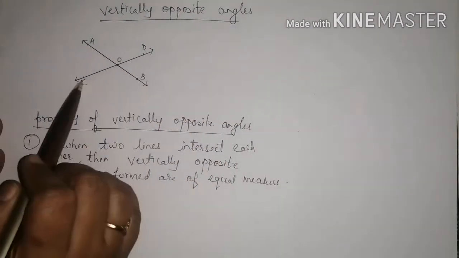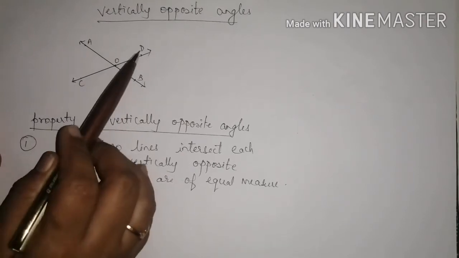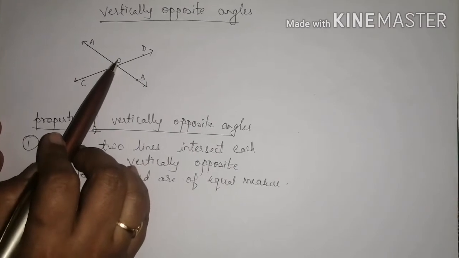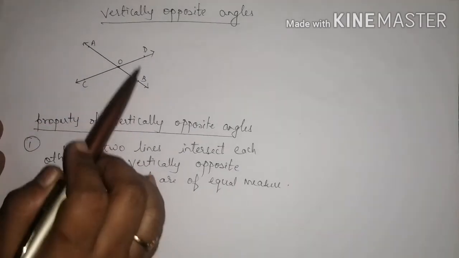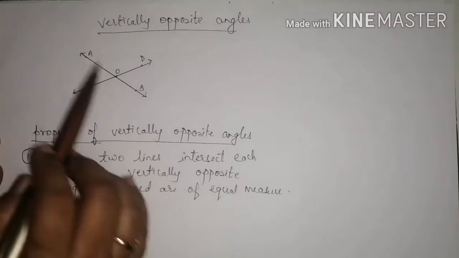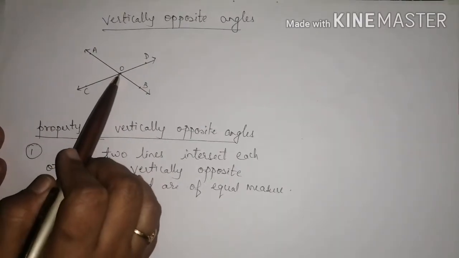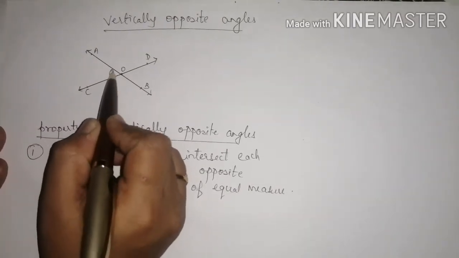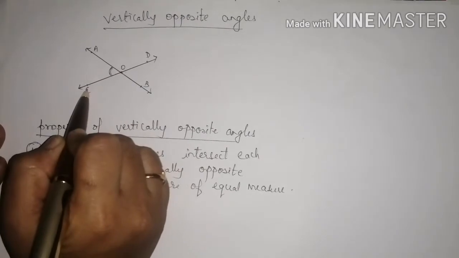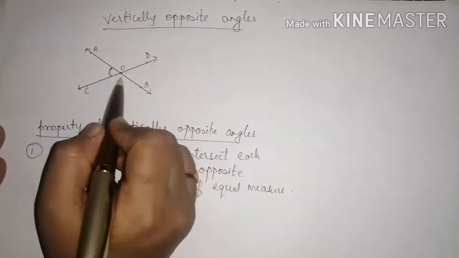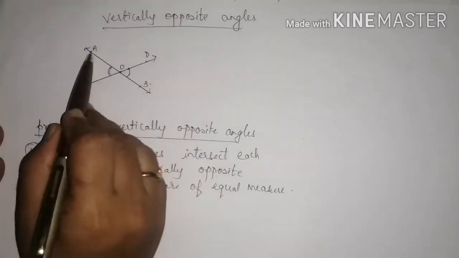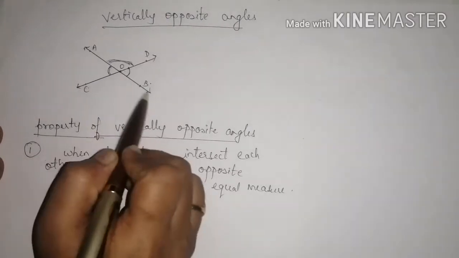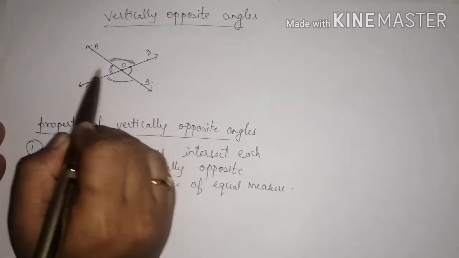See children, these are the two lines, line AB and line CD. When they intersect, they are intersecting each other at this point O. So due to these two lines, AB and CD, as they are intersecting at one point O, we get four angles. One is angle AOC, one is angle DOB, one is angle AOD, this one, and one is angle COB. So we are getting these four angles.